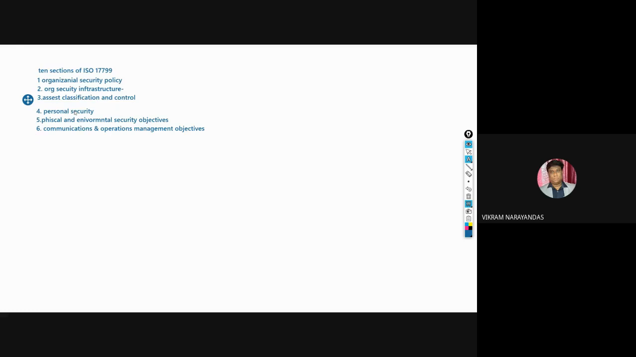Communications and operations management objectives also include maintaining the integrity and availability of information processing and communications, and preventing damage to the assets and interruptions to the business activities. They also prevent loss, modification, attacks or misuse of information exchanged between different organizations, and ensure safeguarding of information in networks and protection of supporting infrastructure.